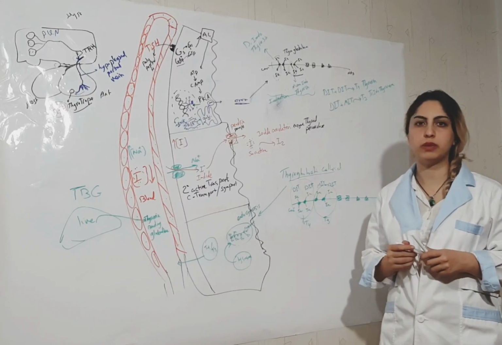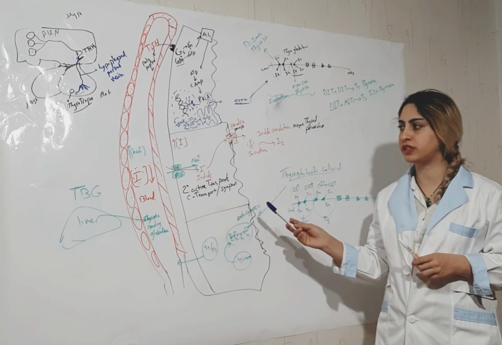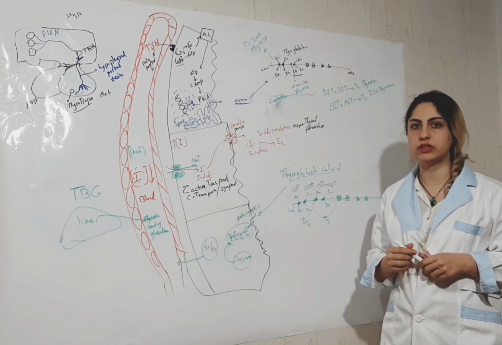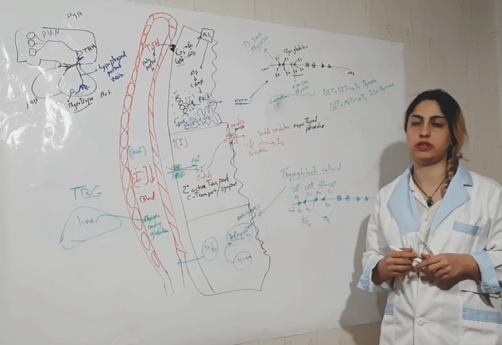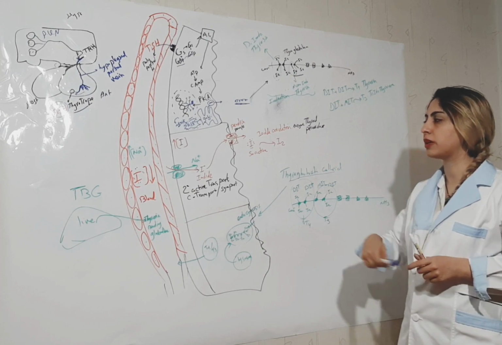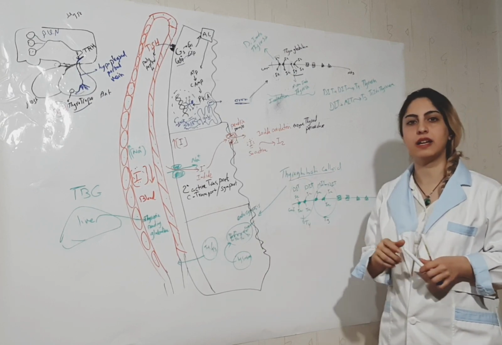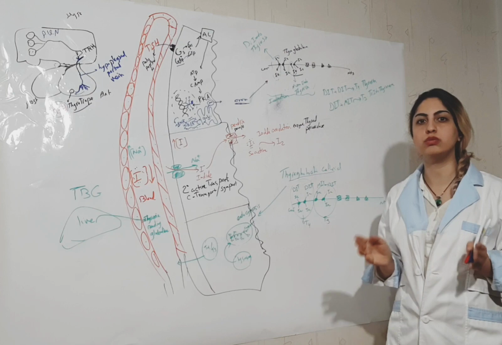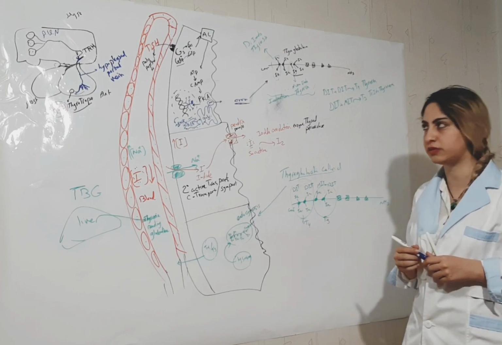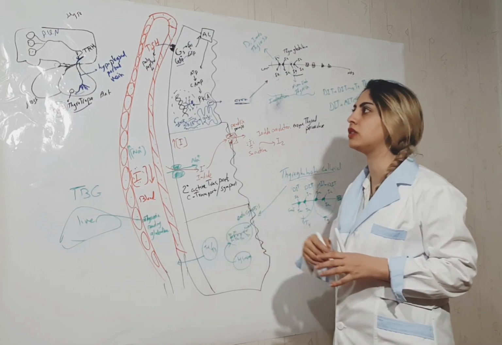Today I want to talk about the synthesis of T4 and also T3, thyroxine and also triiodothyronine, and also talk a little about the follicular cell and what is happening inside them and how they can produce T4 and also T3 into the blood and secrete it into the blood.